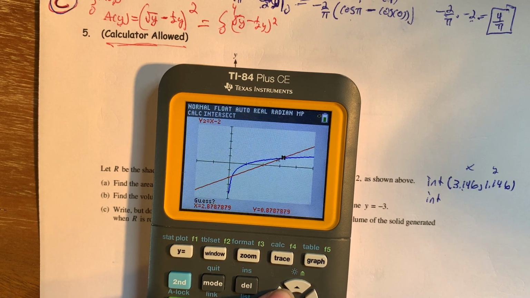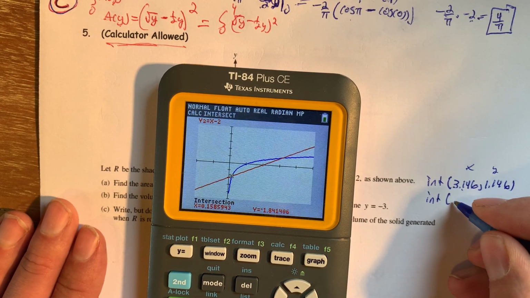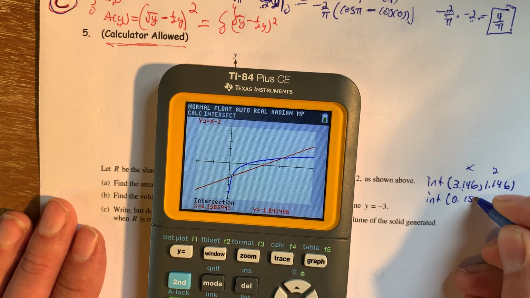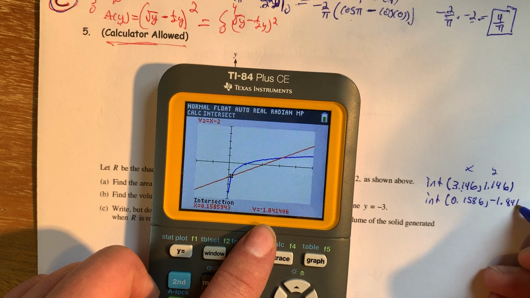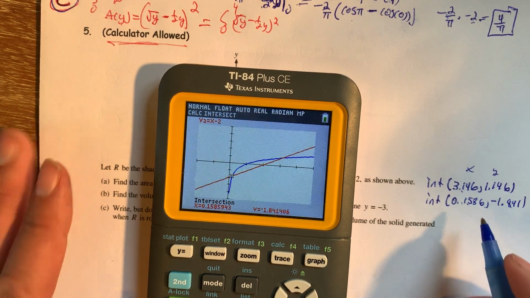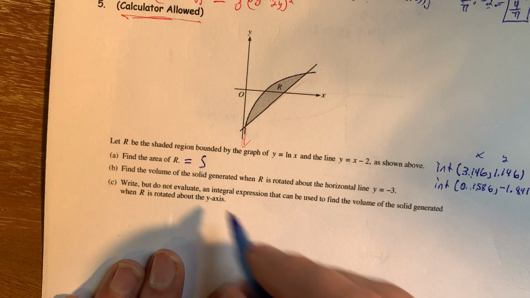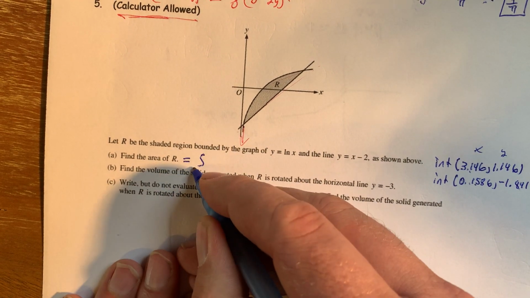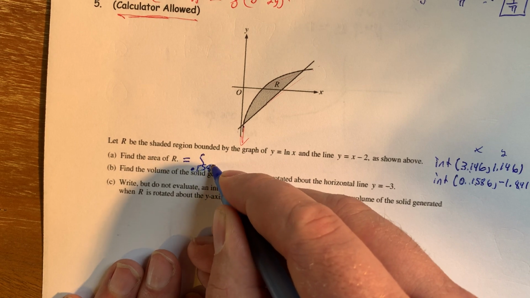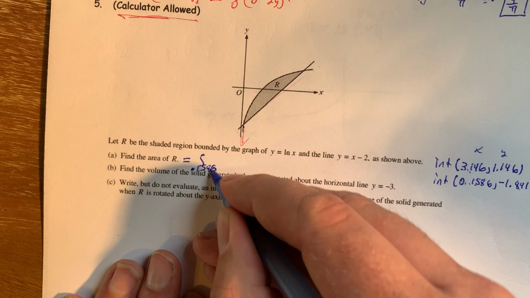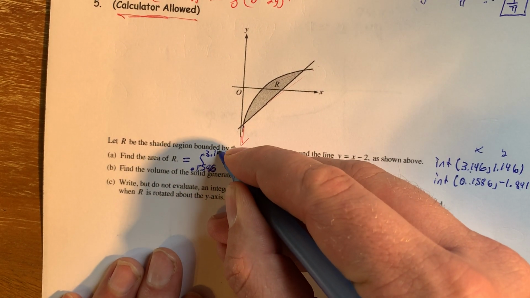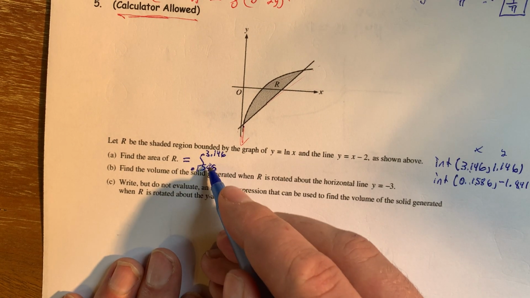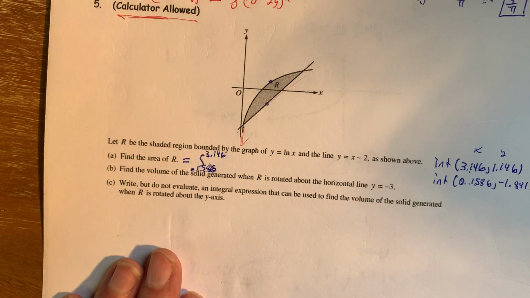When we get to guess, we need to press over to the left until it's closer to this one. And press enter again. And the intersection is 0.1586, whatever, comma, -1.841. So these are the intersections. And so it's fine to say it's the integral from the x on the left, which is 0.1585. I went to 4 decimal places here because the next one was a 5, and I was worried the rounding would throw it off. It probably wouldn't though. To 3.146 of the top curve minus the bottom curve. This is our area from the first day.